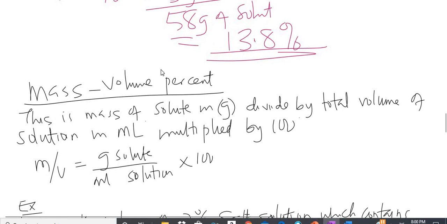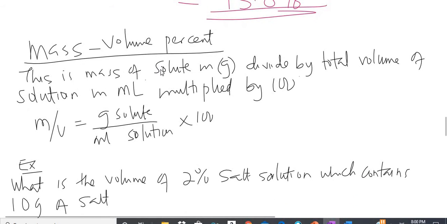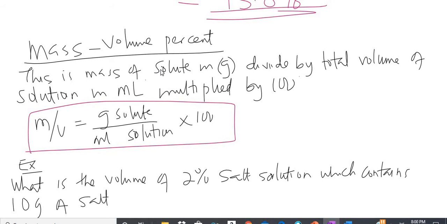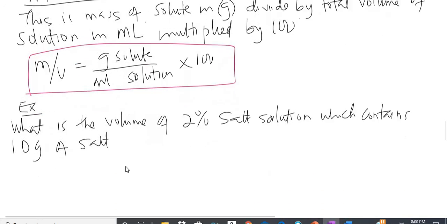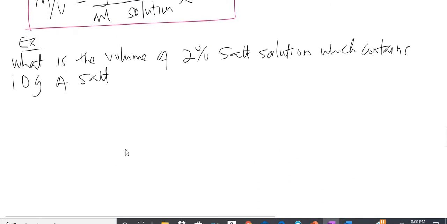The next concentration term we look at is mass volume percent. This is the mass of solute in grams divided by the total volume of solution in mL. So we can write this expression this way. For example, what is the volume of 2% salt solution which contains 10 grams of a salt? So we need to ask ourselves, what does this mean?